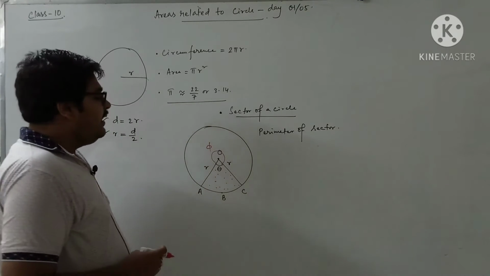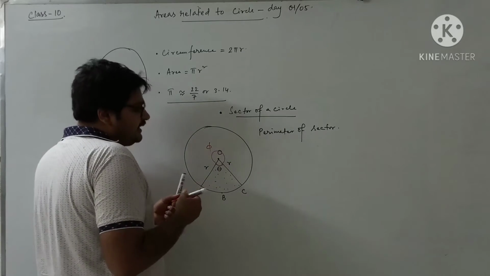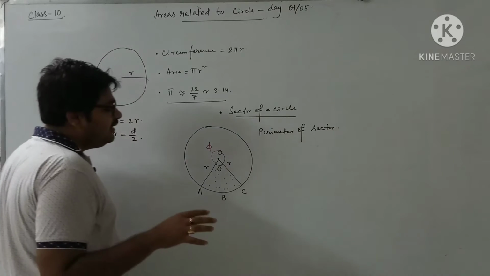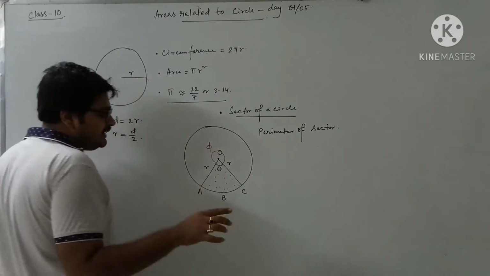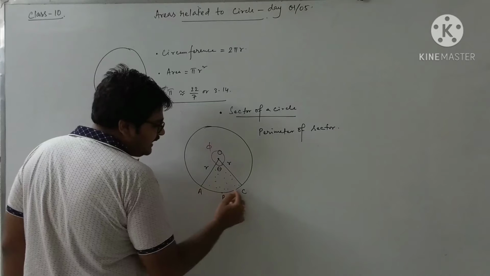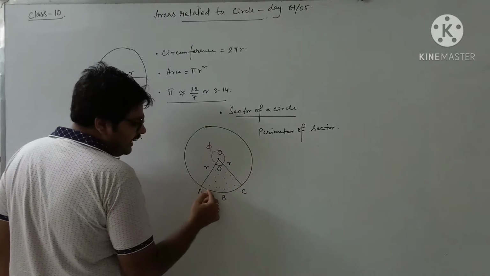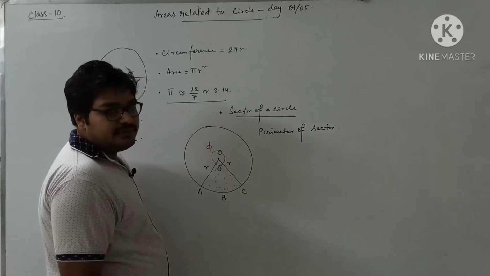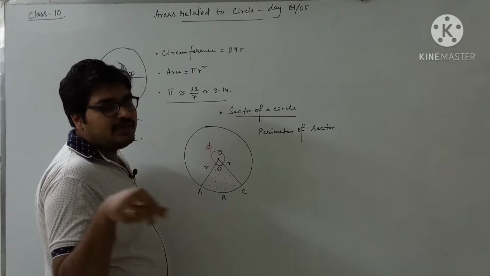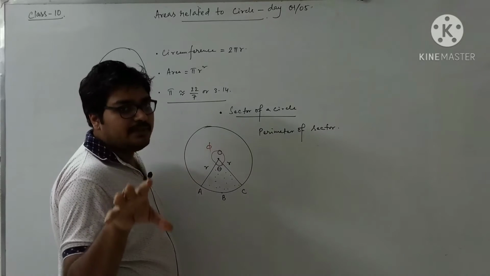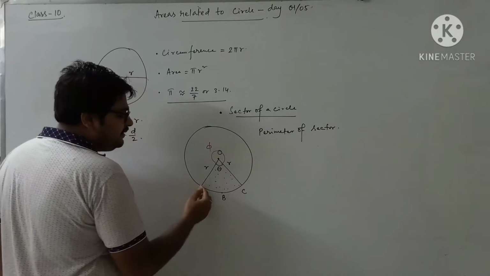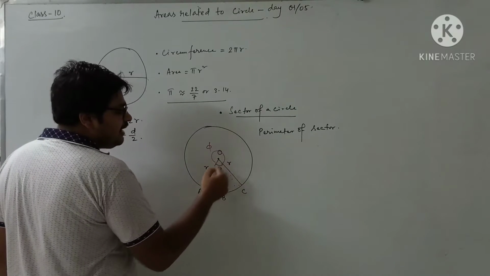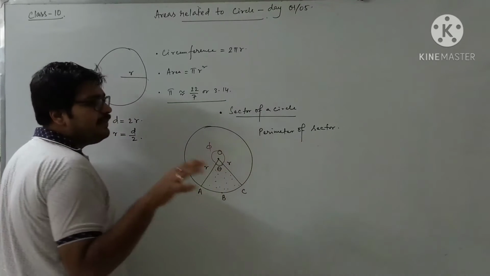Okay? So what is the perimeter of the sector? What is the formula? First of all, to find the perimeter of the sector, I need to find out the length of the arc AC. Because perimeter means the total boundary length of the closed region. Total boundary length means this radius and this radius, so these three things you have to measure and add together to get the perimeter of the sector.